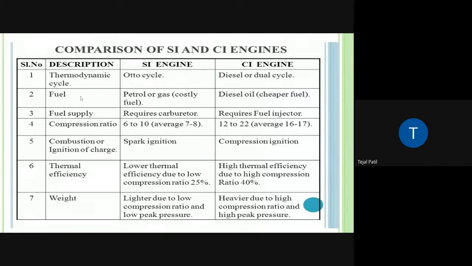Then fuel used: the SI engine uses petrol or gaseous fuel because they are less viscous in nature, while the CI engine uses diesel oil or biodiesels because they are cheaper, or you can say they are viscous in nature. The next one, fuel supply: it requires the carburetor. We have seen that in the petrol cycle, the air and fuel mixture has to be prepared earlier before providing it into the engine, right? For that, a carburetor is provided. While in a CI engine, a fuel injector will be required.